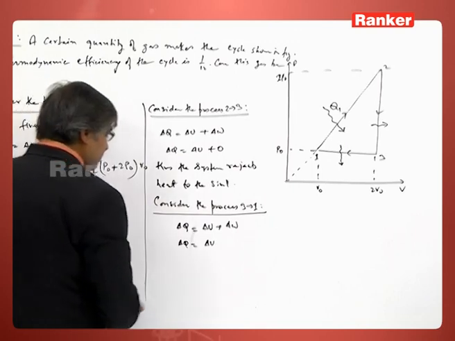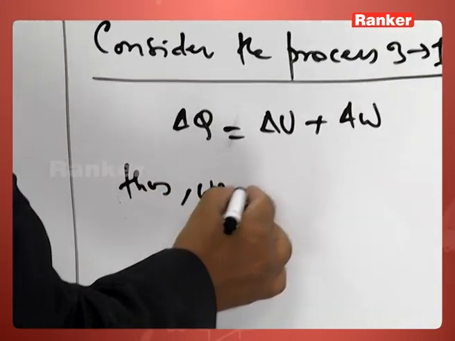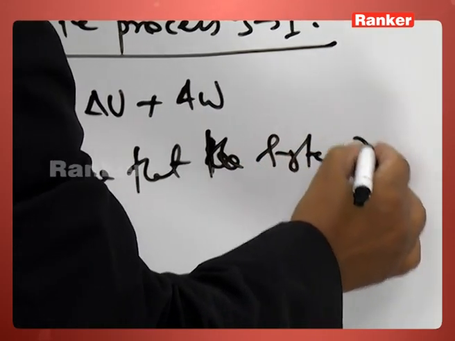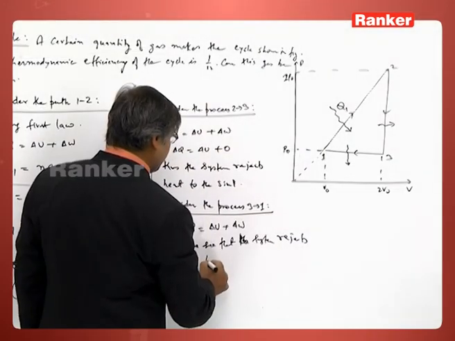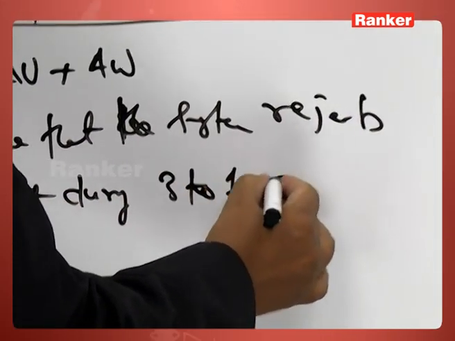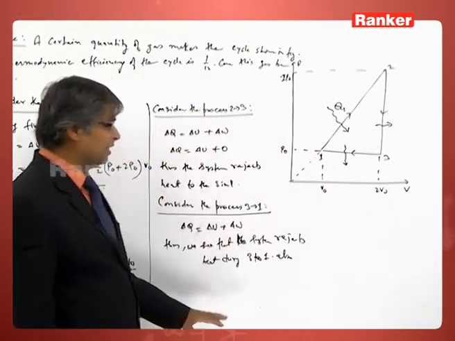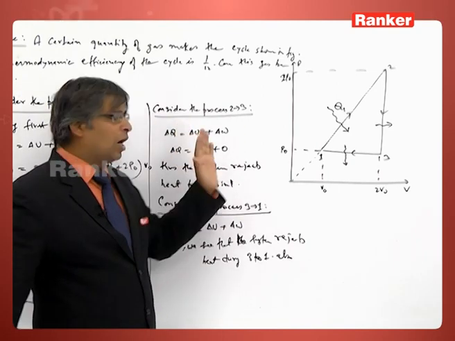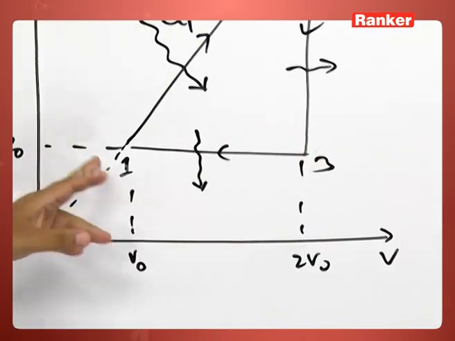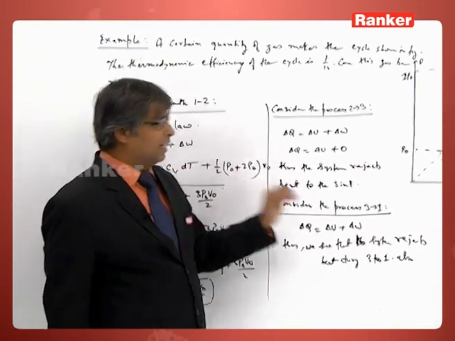So thus we see that the system rejects heat during 3 to 1 also. Like 2 to 3, in 3 to 1 also the system is rejecting heat. So what we have got till now is that total energy is absorbed during process 1 to 2, and this energy is this much. So this is the conclusion till now.